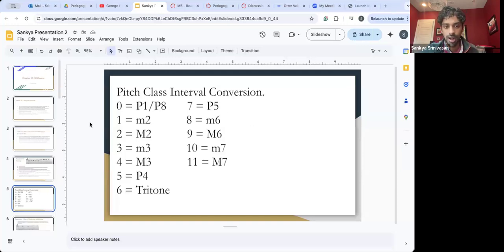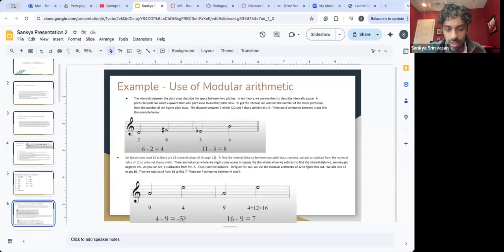And this is another chart that I found, which kind of explains pitch class interval conversions. 0, perfect 1, 1, minor third, 6, tritone. And this is one example of the use of modular arithmetic. The intervals between the pitch class describe the space between two pitches. In set theory, we use numbers to describe intervallic space. Pitch class interval counts upward from one pitch class to another pitch class.